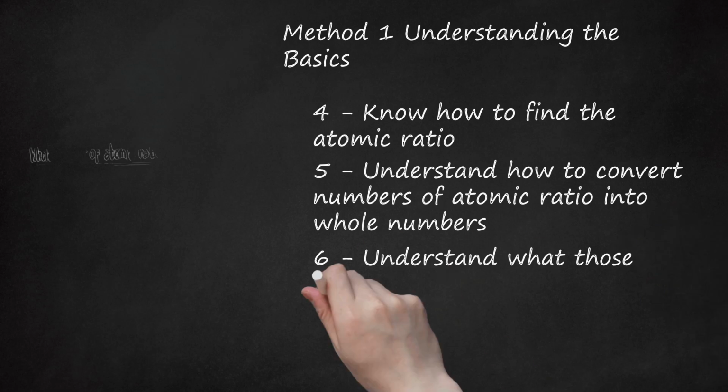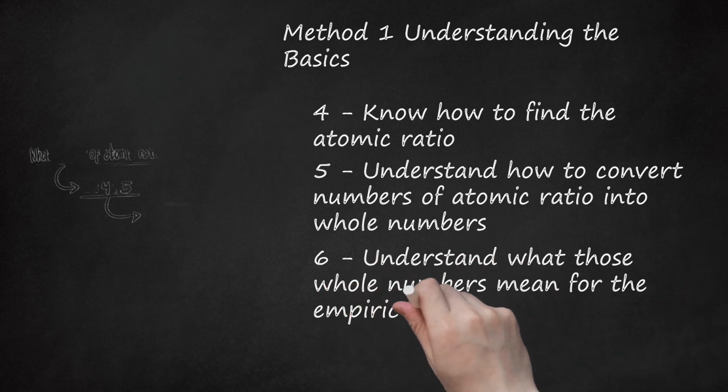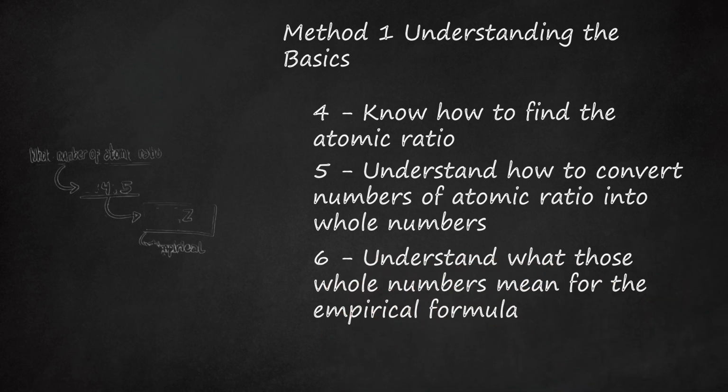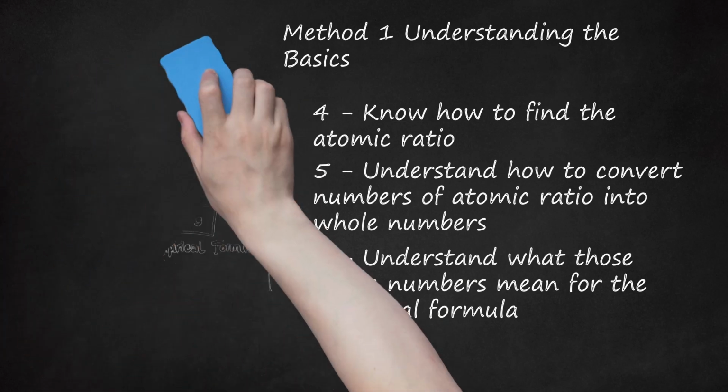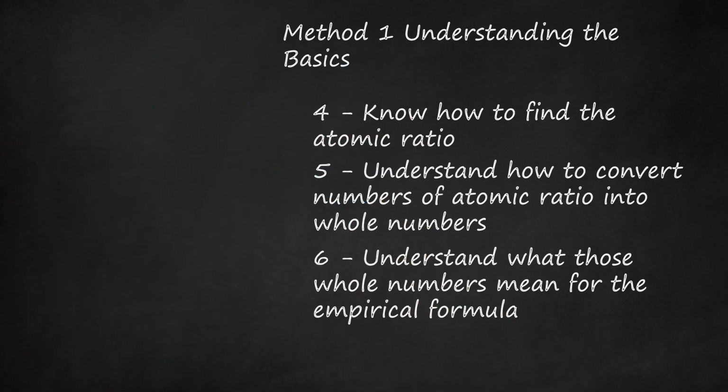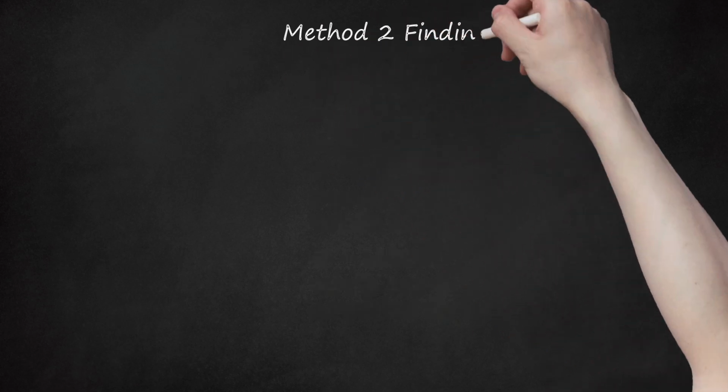6. Understand what those whole numbers mean for the empirical formula. The whole number ratio that we just solved actually fits into the empirical formula. Those 3 whole numbers are the little numbers that hang at the foot of each letter that represents a separate element of the compound. For example, our made-up empirical formula would look like X3Y4Z5.